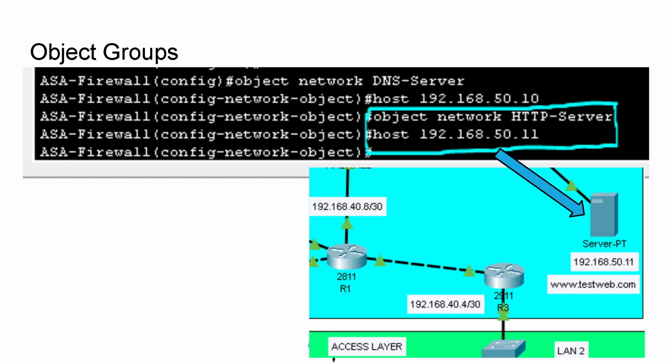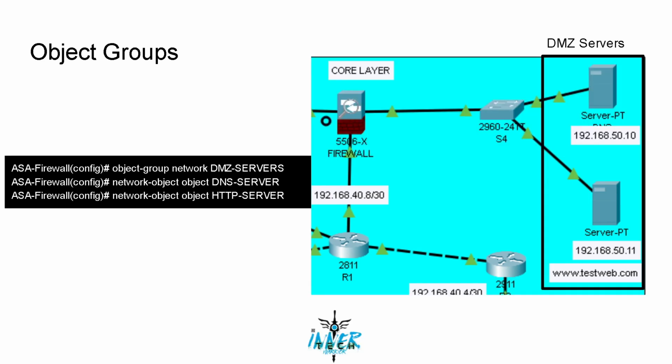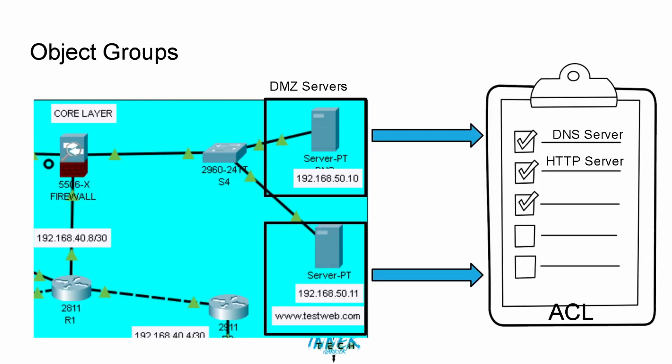Now let's create an HTTP-server object also and assign the web server IP to it. Now that we have our two object groups, if we were on a real Cisco ASA firewall, we could group them into one DMZ-servers group using the following commands: object-group network DMZ-servers, network-object object DNS-server, network-object object HTTP-server. As we can't group them in this simulator, we'll just create two separate ACL entries for each object.